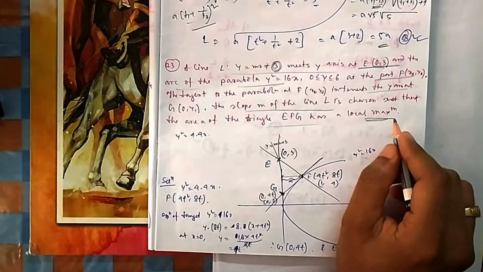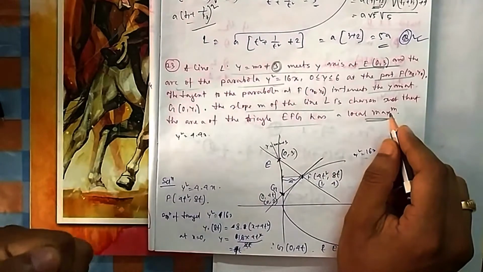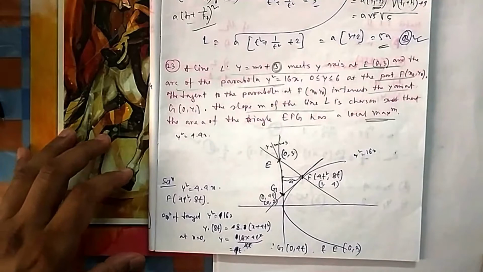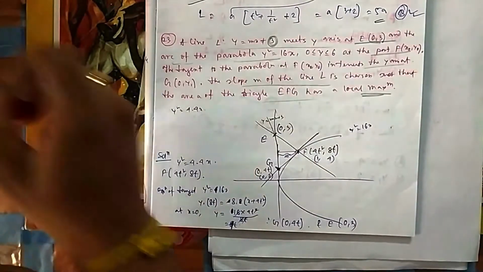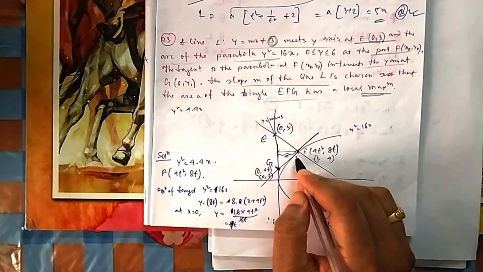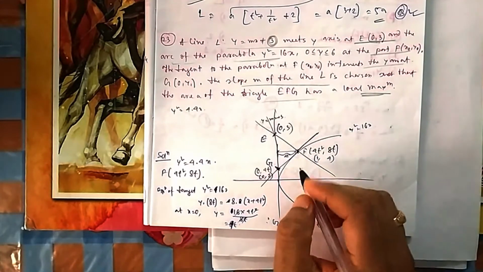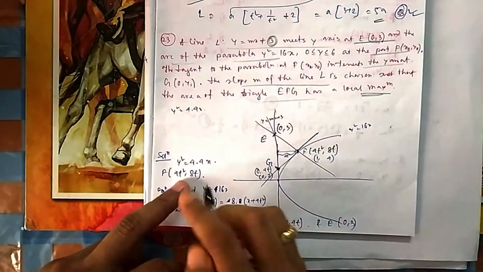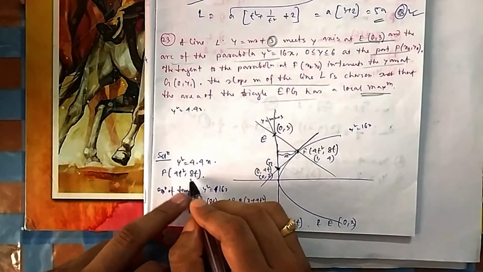Local maxima means differentiation is required. If you can differentiate, then you will find a maximum point, that is the local maximum. Okay, because we need to find this point and everything, let's take the point where it is meeting as (4t², 8t), because a is 4 here.